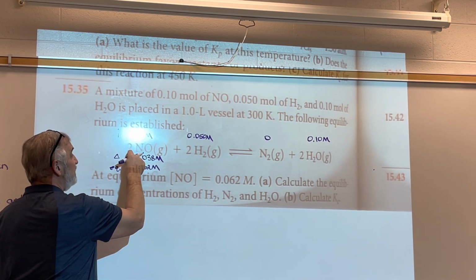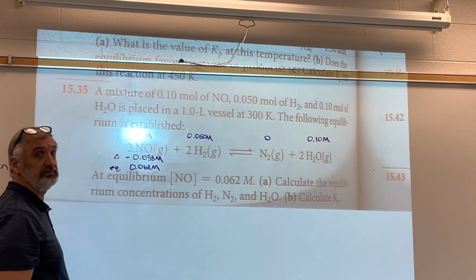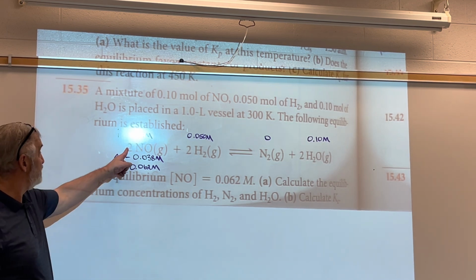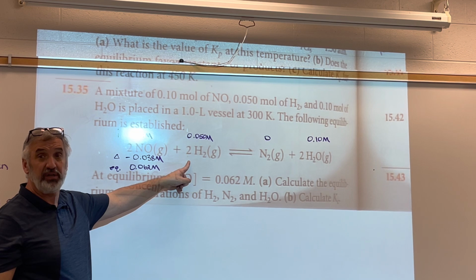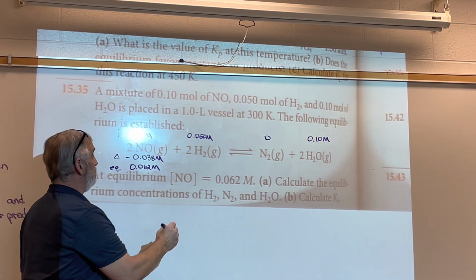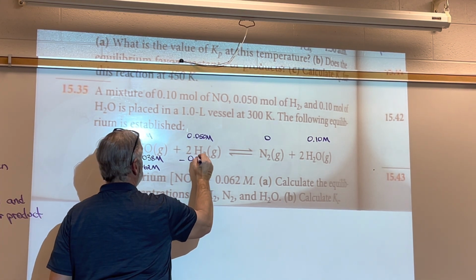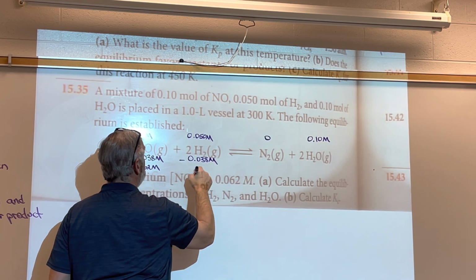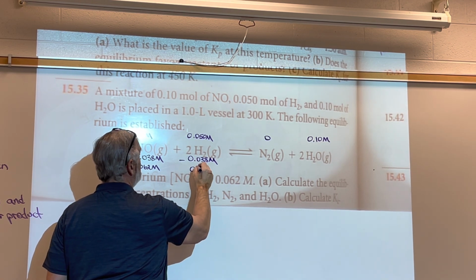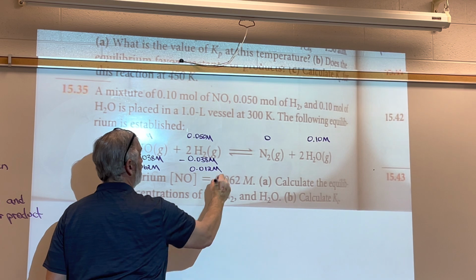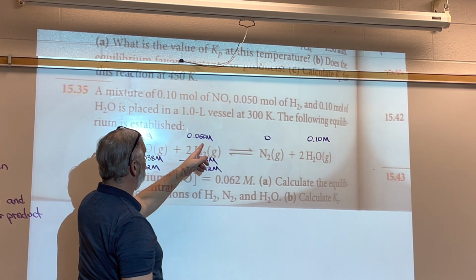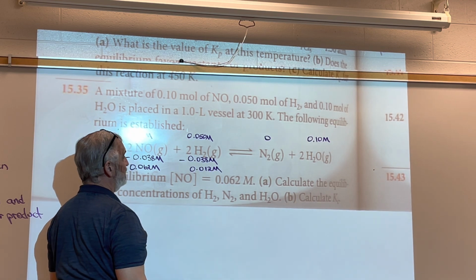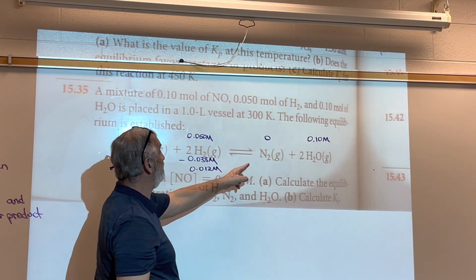And for every 2 of these, how many of those reacted? For every 2 that react, what's the change going to be in my H2? Minus 0.038 molar, so at equilibrium, this one's going to be 0.012 molar. Well, 38 to 50 is 12, isn't it? Oh, okay. Now, we had 0 to start with here.